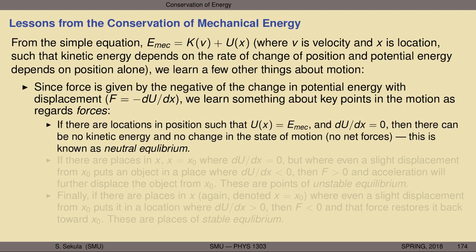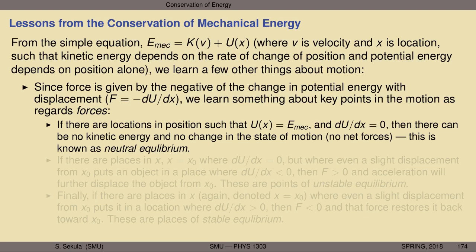So for instance, if there are locations in position such that the mechanical energy is entirely equal to potential energy and the change in potential energy with respect to position is zero, that is, all positions have equally valued potential energies, then there can be no kinetic energy and no change in the state of motion. Since du dx is equal to the net force on the system, this tells us that since du dx is equal to zero, there are no net forces. This is a special location in space, or a set of locations in space, that are known as neutral equilibrium. Equilibrium is the case where the sum of forces is equal to zero, and this is a special kind of neutral equilibrium. No matter where we place an object in space, u has the same value, du dx is zero, there are no net forces in the system.